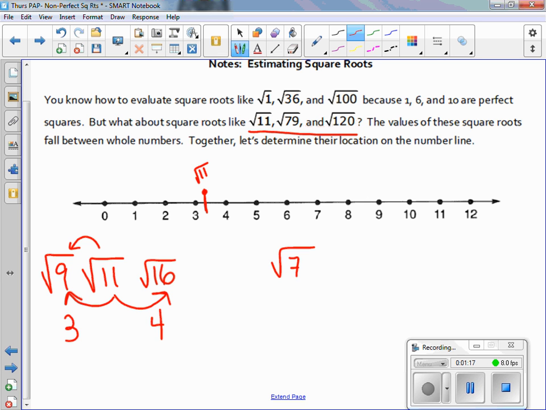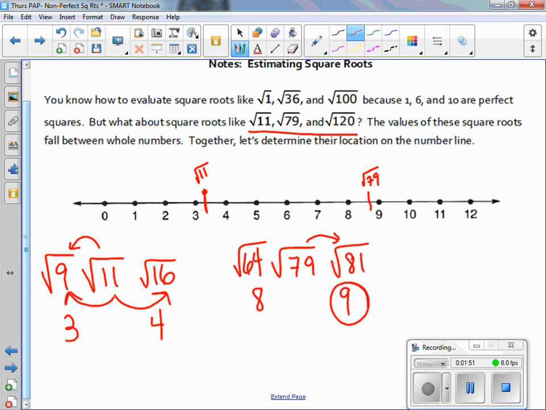Let's try another one. The square root of 79. First off, what pops in my head is 81. And the square root of 81 is 9. That is pretty close, so I'm probably going to be plotting it there. Now, 8 is the whole number that's right next to it, and the square root of 64 is 8. So definitely, 79 is closer to 81 than it is to 64. So I'm going to go to the number line at the number 9, and I'm going to plot 79 super close to it.